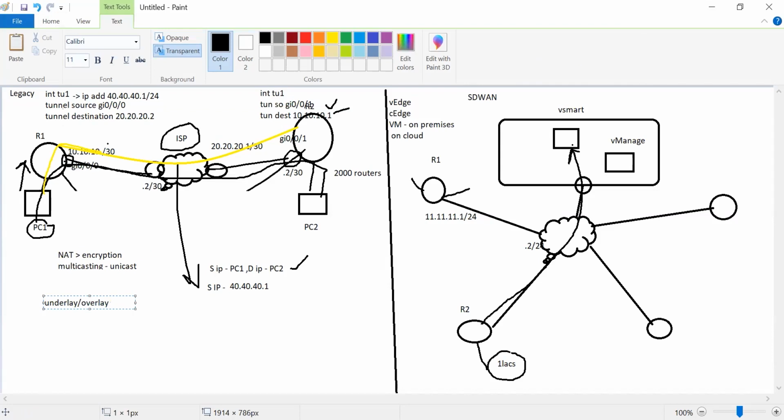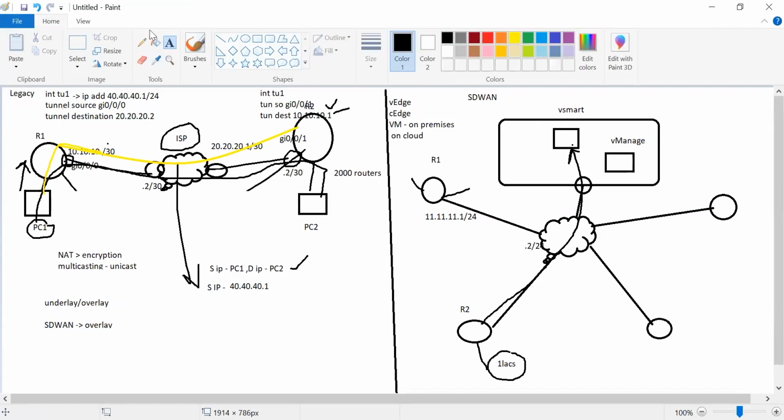In SD-WAN, everything is overlay. When you say SD-WAN, you are talking about everything being overlay. Underlay is exactly the same as traditional networking, just IP connectivity. Whenever you think of SD-WAN, just think of overlay, whatever is happening. This is the comparison we make between SD-WAN and traditional networking.